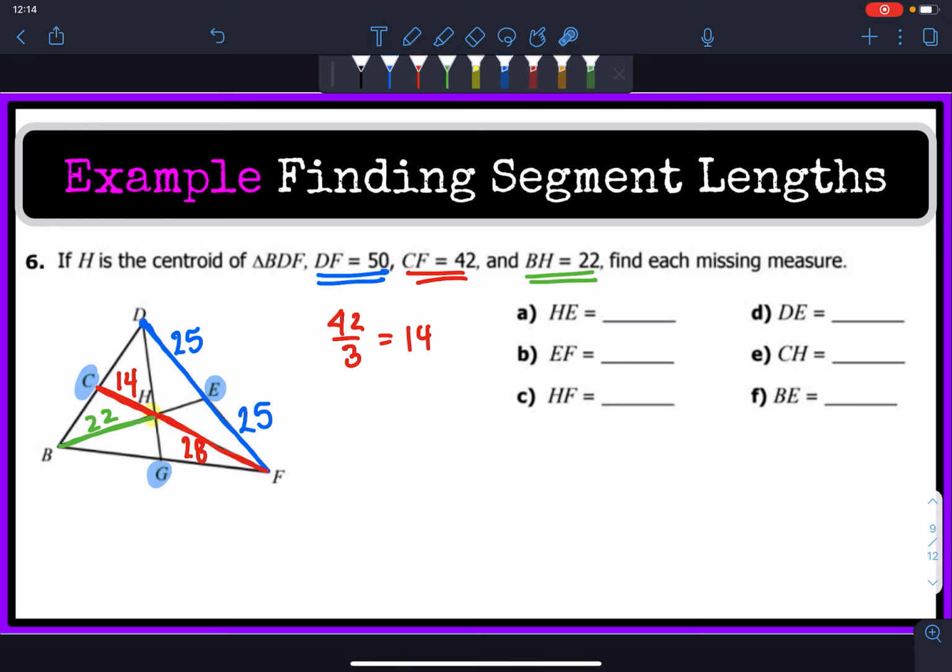So like I was saying, since this is the longer end of this median, and that's 22, then the shorter end would have to be half of that. So this would be 11. Bringing the length of this green line to 33. So H to E is 11. E to F is 25. H to F is 28. D to E is 25. C to H is 14. And the distance from point B all the way to point E adds 11 and 22 together to give me a total of 33. So those are the lengths of each respective segment.